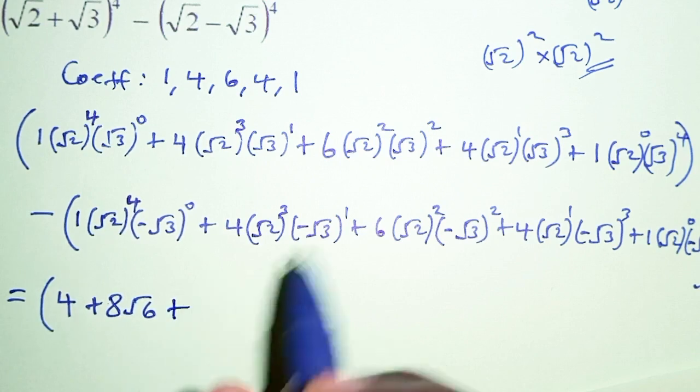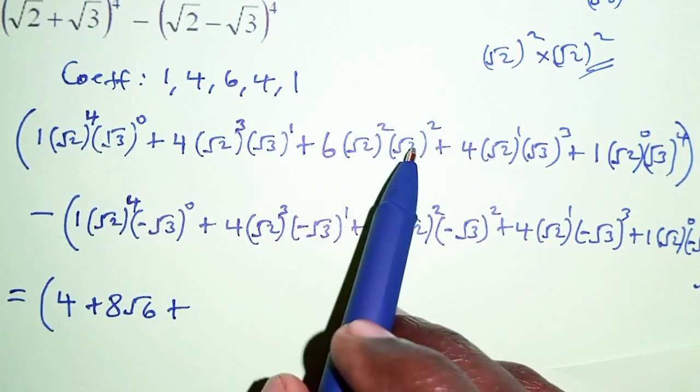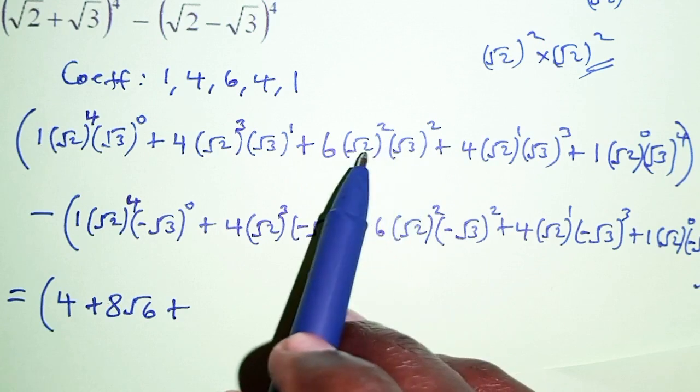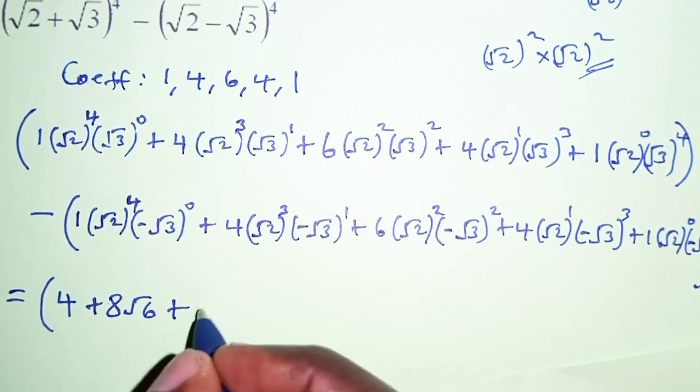plus, so for this second part, root 2 squared is 2, root 3 squared is 3, 3 times 2, 6, 6 times 6, that should give us 36.